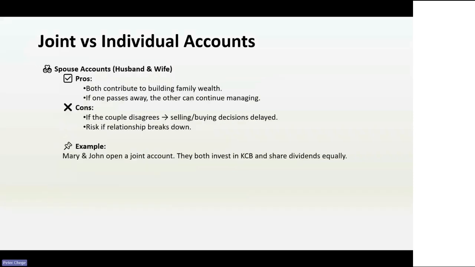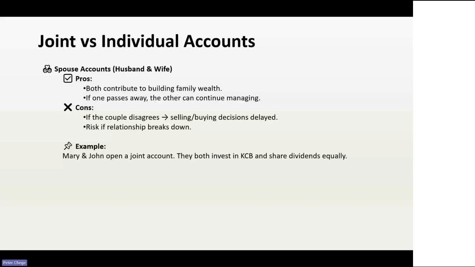Now for joint accounts, we have spouse accounts, where husband and wife open an account, then you buy shares in your two names. So Peter and Mary. So the account will read Peter Chege and Mary Wambui, or whoever, Jane, just two people, the husband and wife. So the account has two names. It could also be family members, two family members. So the advantage of this is both of you contribute to build family wealth.